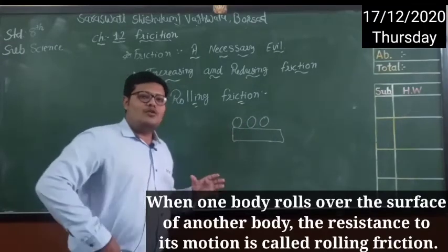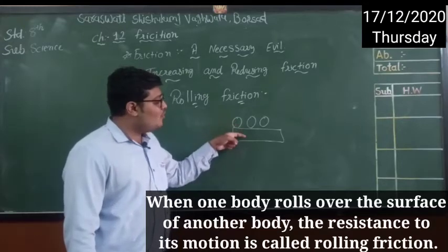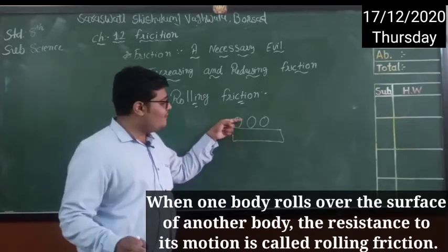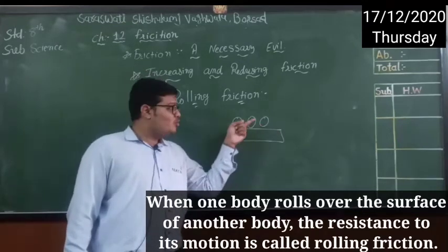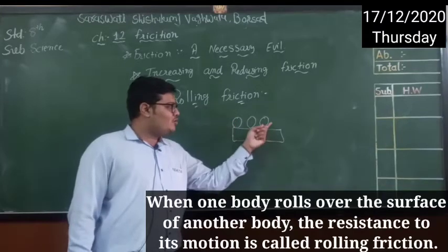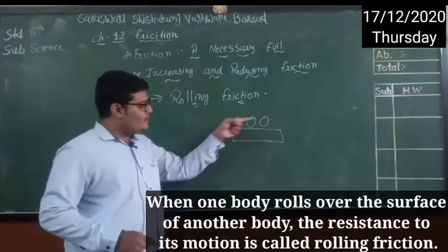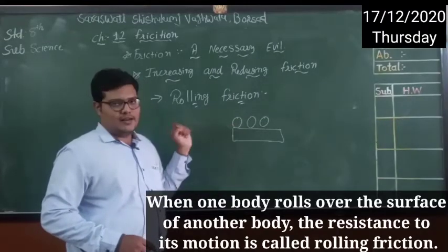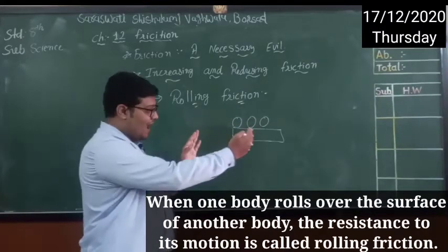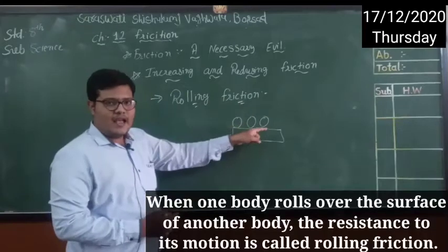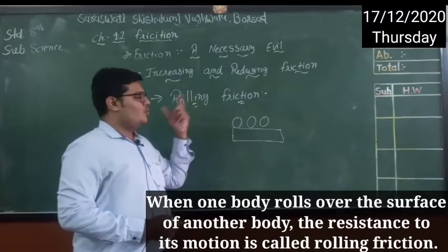Now let's talk about the definition of this rolling friction. When one body rolls over the surface of another body, there is resistance to this motion. Resistance to this motion is known as rolling friction. Now the action here is rolling. This body is rolling over the surface of the other body, right? And there is one force which is trying to resist this rolling motion, known as rolling friction, right?